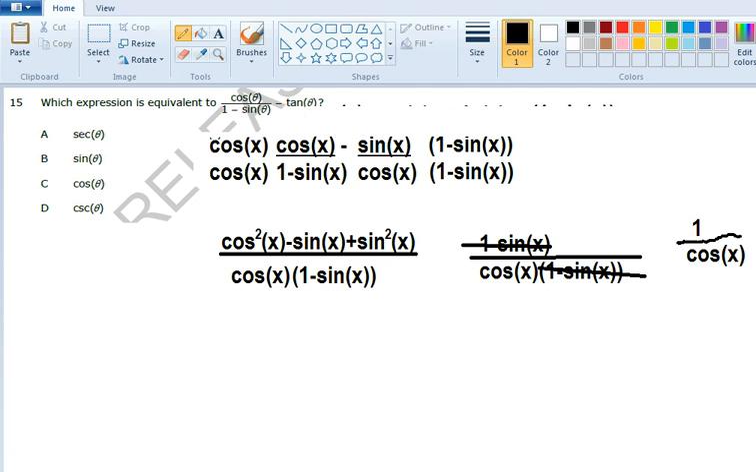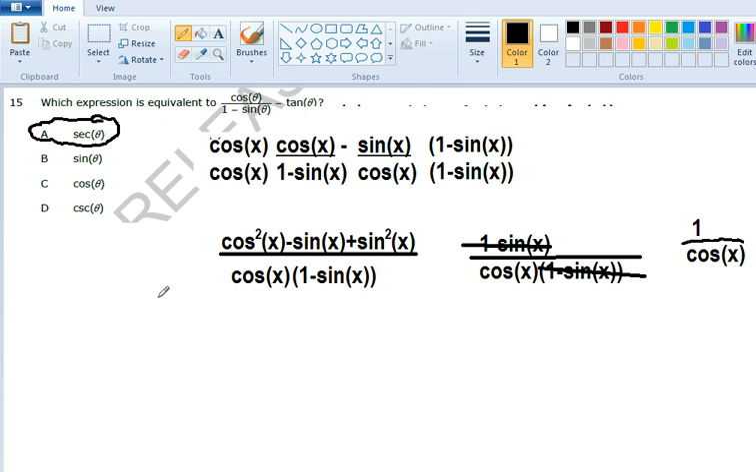Now, what is 1 over cosine of x? 1 over cosine of x is equal to the secant. That's choice A. Okay? Alright. And that's it for that problem.